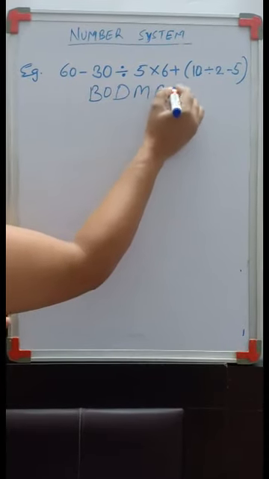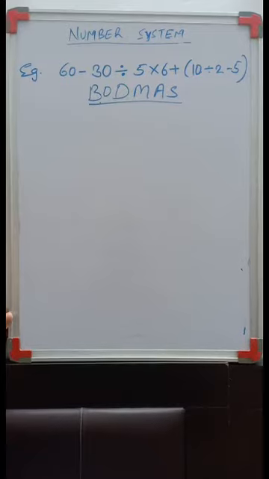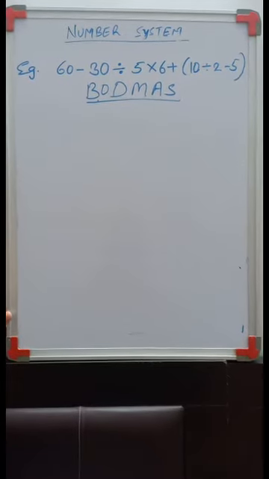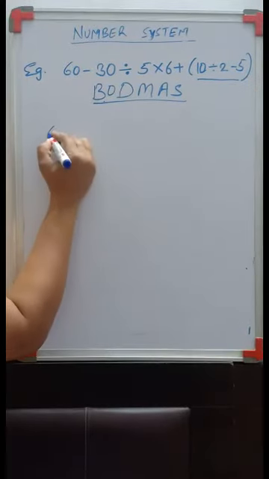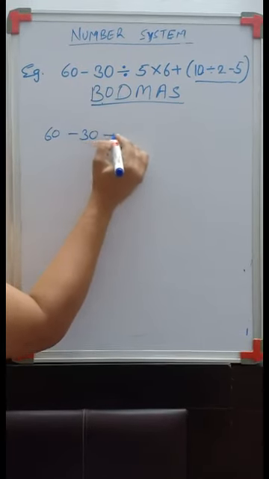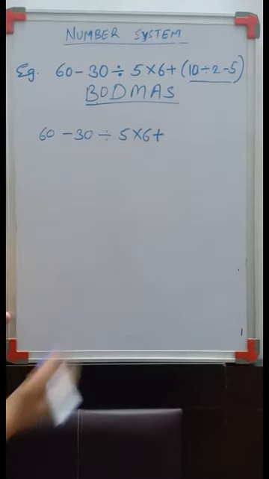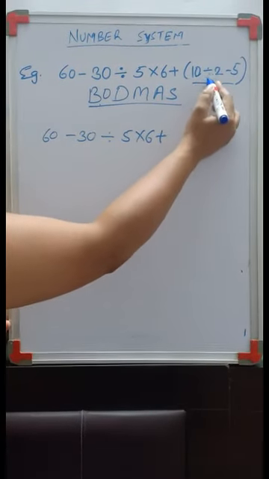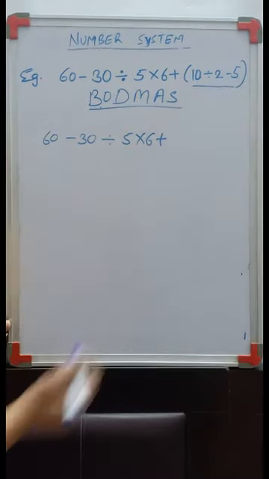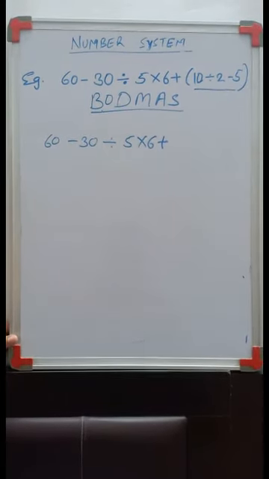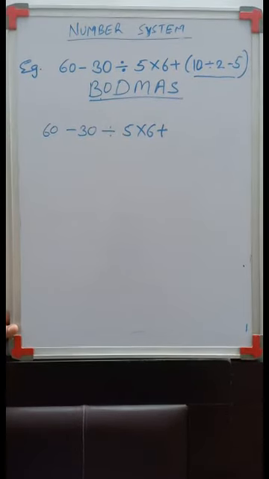BODMAS. So in BODMAS, first is what? B, right? B stands for bracket. That means first we need to solve the bracket. Where is the bracket? It's there, right? So the remaining I will write the same. And over here in the bracket, what is there? It is 10, then division sign, then 2, minus, and then 5. So in the bracket itself, we have multiple signs. That means again we need to use BODMAS over here.